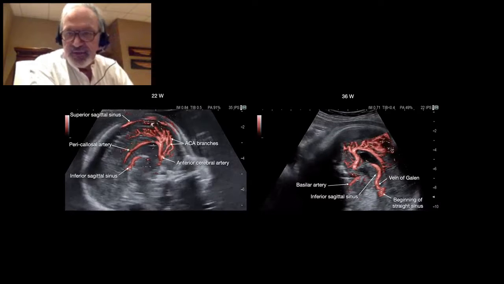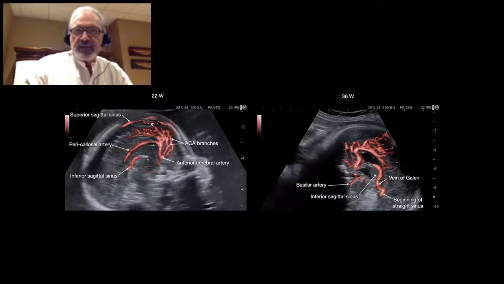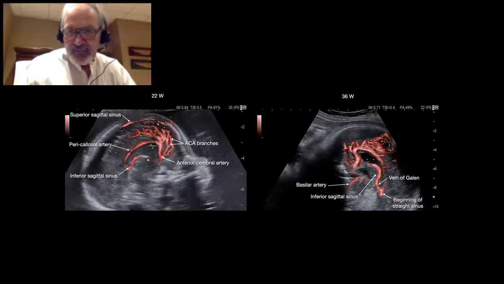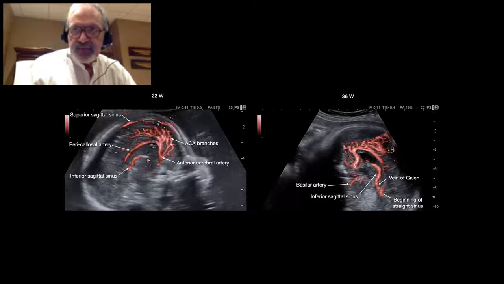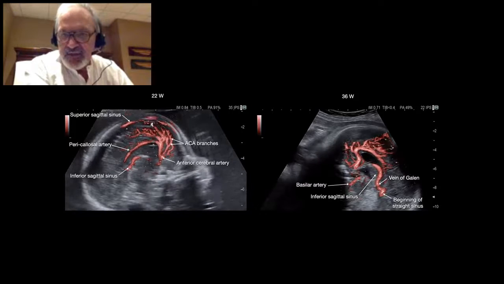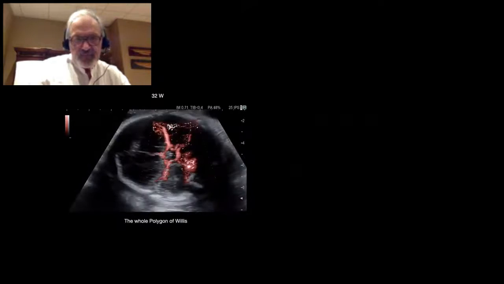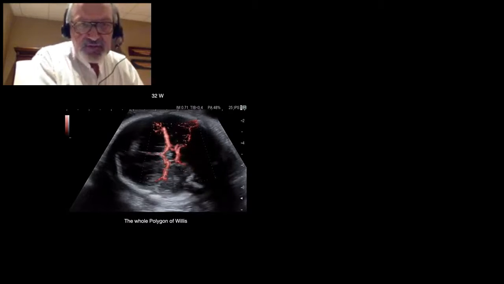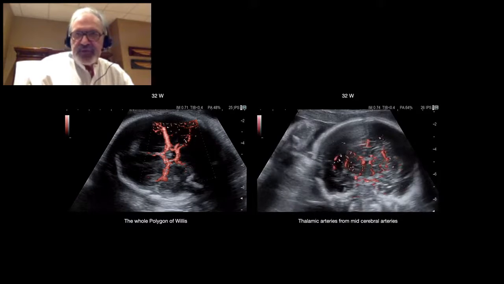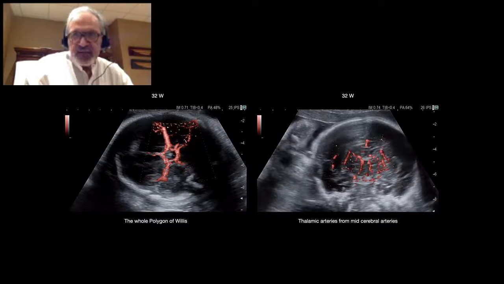Here, late in the pregnancy, we can see the basilar artery just in front of the midbrain. And you can see also the inferior sagittal sinus extended by the vein of Galen, then the beginning of the straight sinus. And as you can see, the pericallosal artery is fully filled with the signal. In transversal view, it's very easy to see the whole circle of Willis and the middle cerebral arteries. In frontal view, we can see the tiny thalamic arteries coming from the middle cerebral arteries, as you can see here.